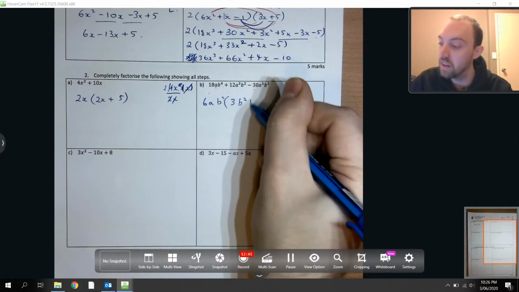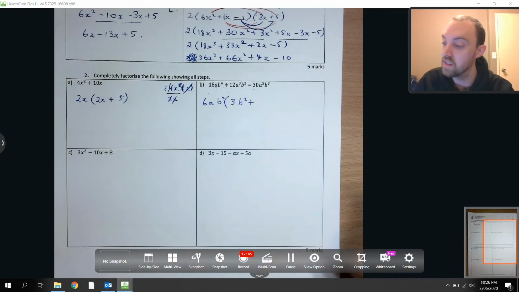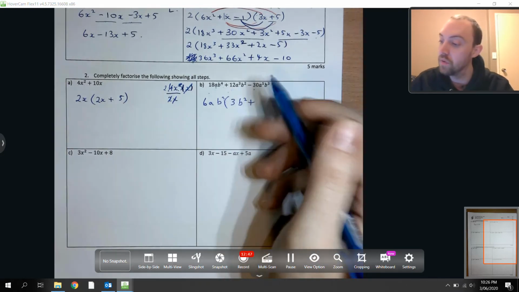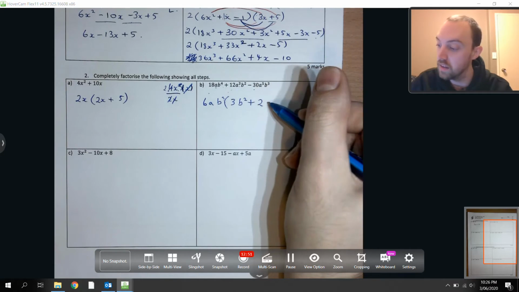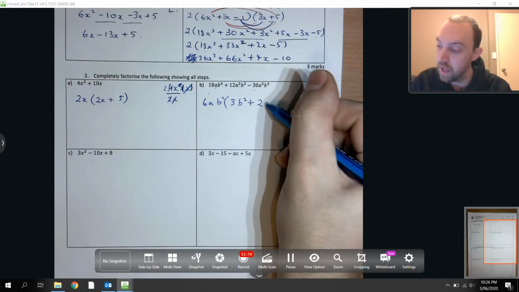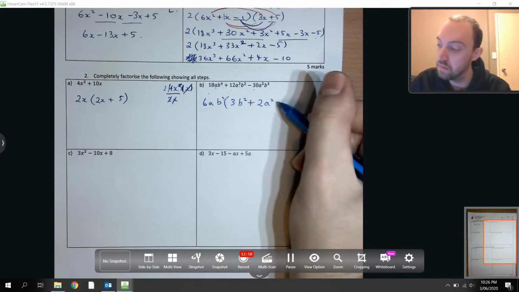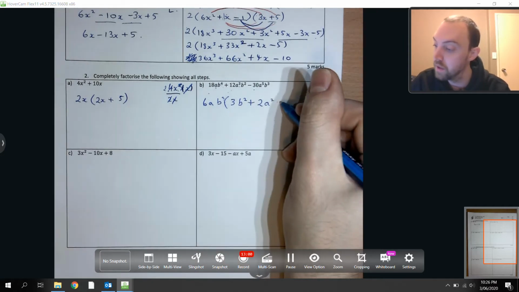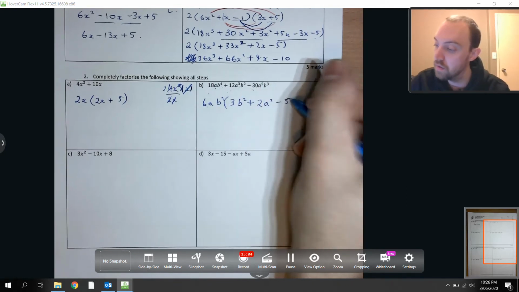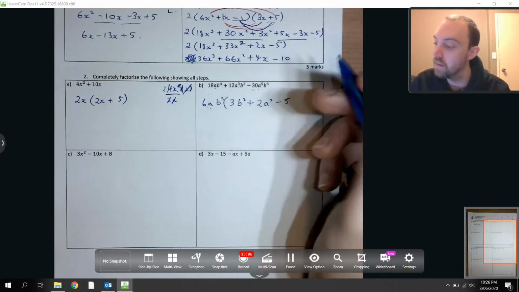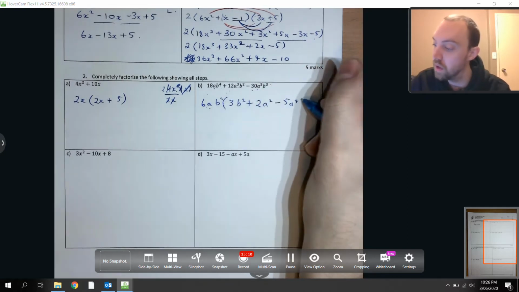Plus, we haven't taken any positives or any minuses out, so the sign should stay the same. 12 divided by 6 is 2, a cubed divided by a is a squared, b squared divided by b squared is just 1. Take 30 divided by 6 is 5, a to the power of 5 divided by a is a to the power of 4, b cubed divided by b squared leaves just b.